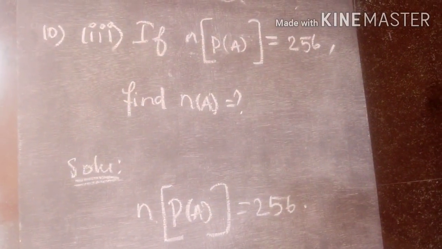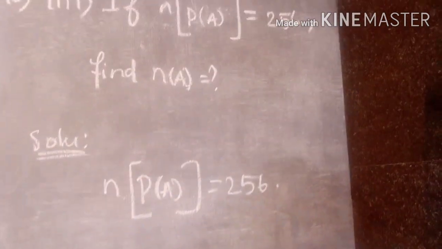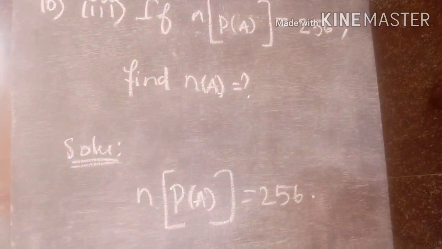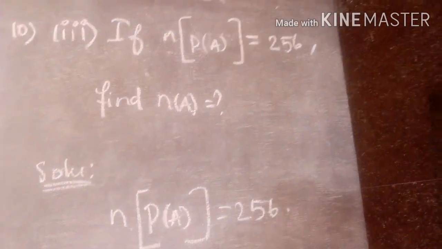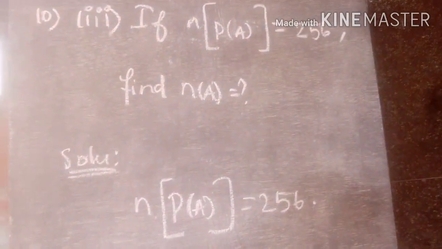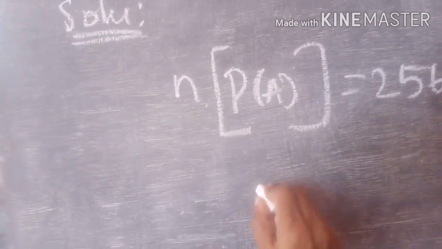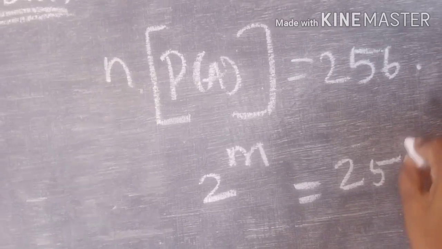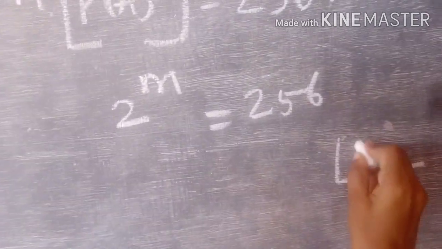நெக்ஸ்ட் சம் என்ன கொடுத்துருக்கா? n of P of A equal to 256, find n of A. ஸோ அப்படியே இது வரைக்கும் நம்ம பார்த்த மாடலில் it is in the reverse. பிகாஸ் எப்போவுமே n of A வேல்யூ கிவன்லேருந்து to find the n of P of A. Now we are going to find n of A. The given is n of P of A. So n of P of A means the formula is 2 power m, the number of subsets. So 256. So finally you have to write the 256 in multiple of 2.